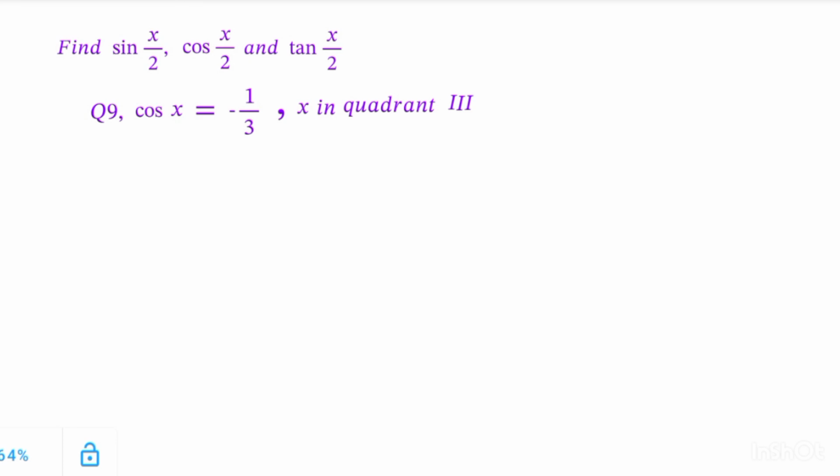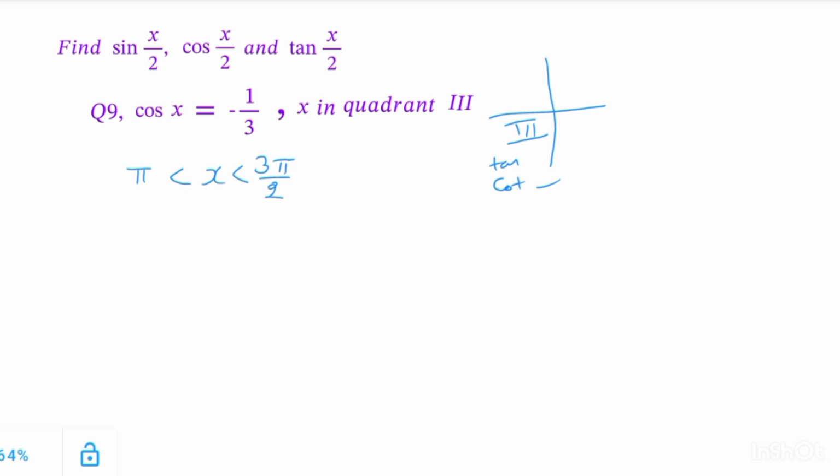Now let us solve question number 9. So in question number 9, we have to find out the value of sin x by 2, cos x by 2 and tan x by 2 when cos x is minus 1 by 3 and x is in third quadrant. So in third quadrant, we know that only tan and cot are positive. All the values are negative here. So x lies in third quadrant. It means x is greater than pi and less than 3 pi by 2.